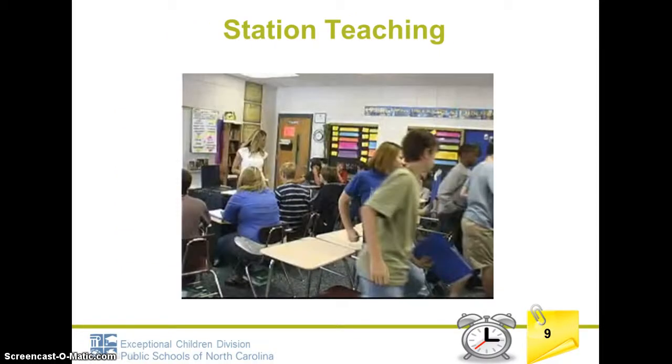With station teaching, teachers divide content and students. Each teacher then teaches the content to one group and subsequently repeats the instruction for the other group. If appropriate, a third station could give students an opportunity to work independently, but only if appropriate. The ideal percentage of time to use this approach is approximately 30 to 40% of the time.